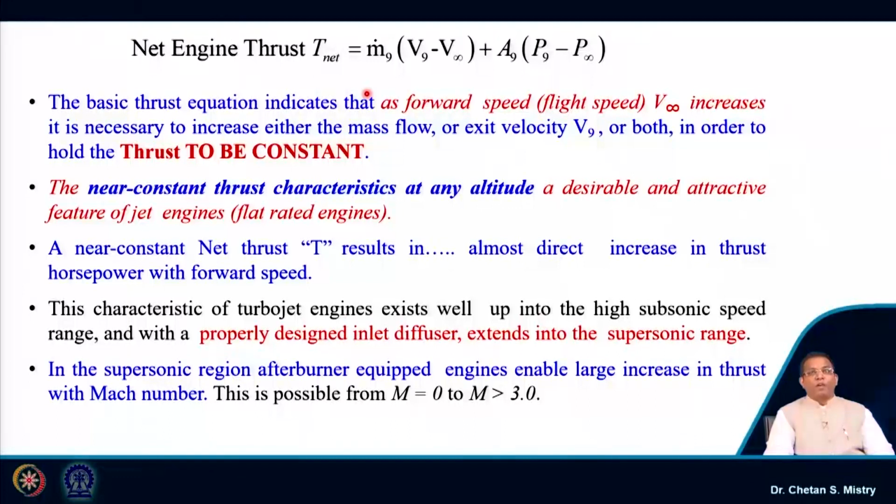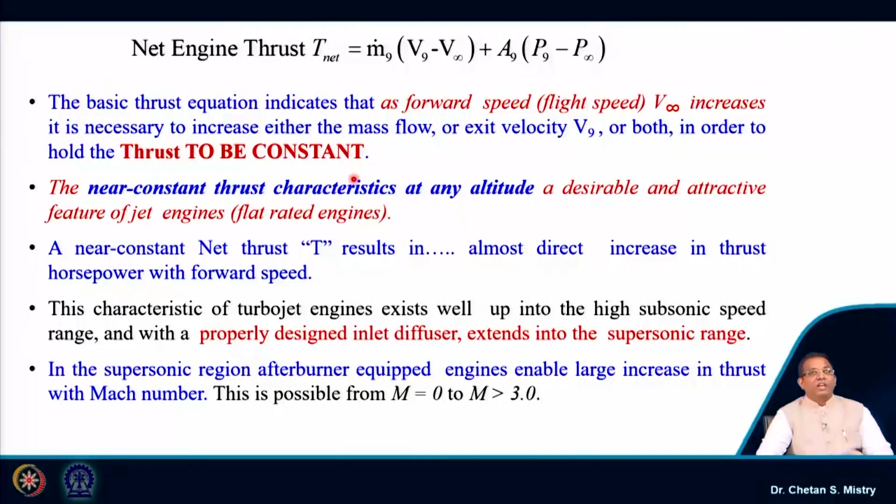Now, as per my requirement, I want to fly at high speed, which means my forward speed needs to be increased. If I want to increase my forward flight speed, I want to increase my V infinity. But at the same time, suppose my thrust requirement is constant. In order to compensate for that, we need to either increase our mass flow rate, or increase our exit velocity, or sometimes increase both M9 as well as V9.